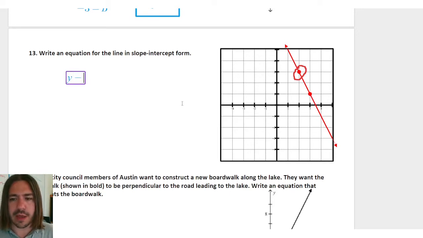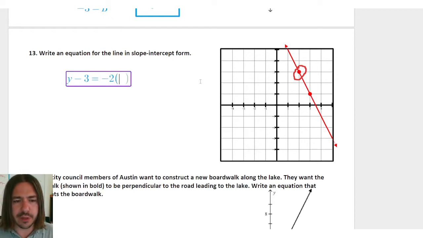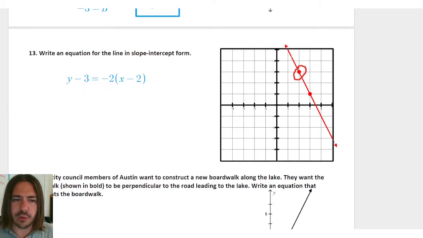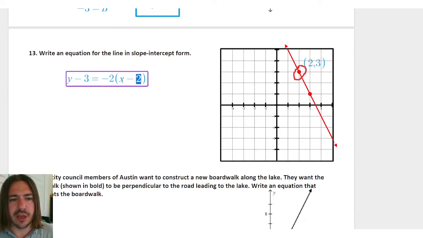And so I've got y minus 3 equals the slope, which if I'm going down 2 over 1 would be -2 times x minus 2. This coordinate right here, that's my x1, y1. That is the 2 comma 3, that's where I'm getting the 2 here and the 3 here. And then the slope, I'm going down 2 over 1. That's where this slope is coming from.